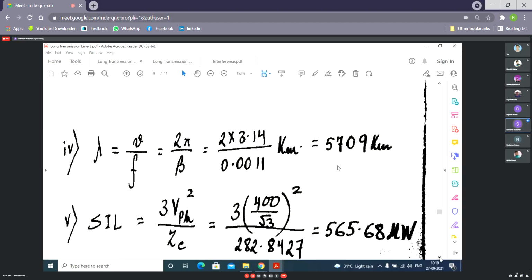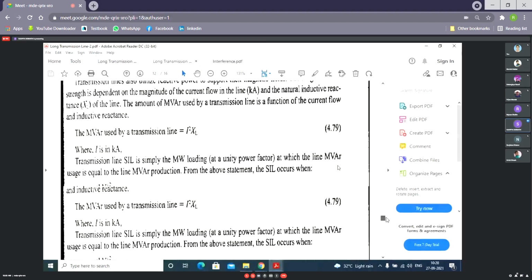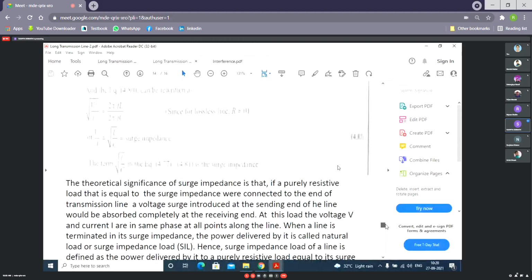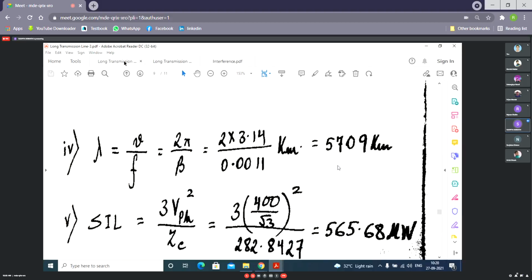Root 3 VL square, or 3 V phase square. This we have discussed in the last class, while discussing this SIL. Yes, line voltage in kV whole square by surge impedance. This is the surge impedance loading of the line. Line voltage means actually root 3 of the phase voltage. So root 3 square means 3 and the phase voltage square. That formula I have written here. If it is in kV, we'll get this one in megawatts.